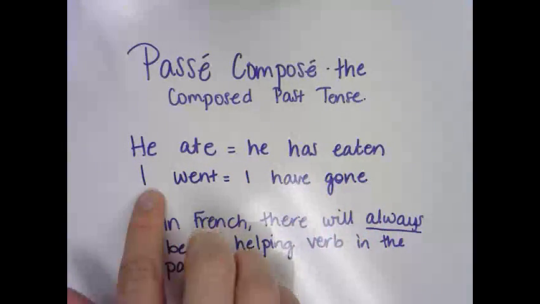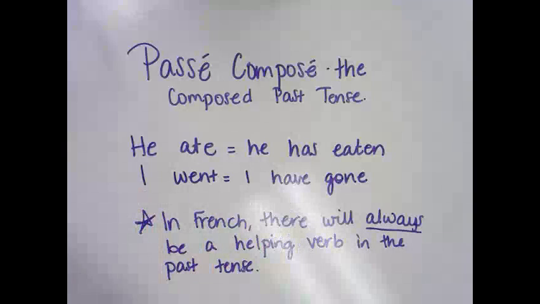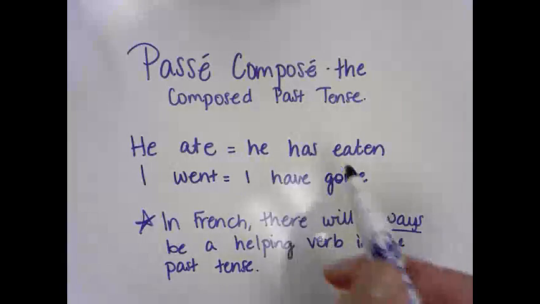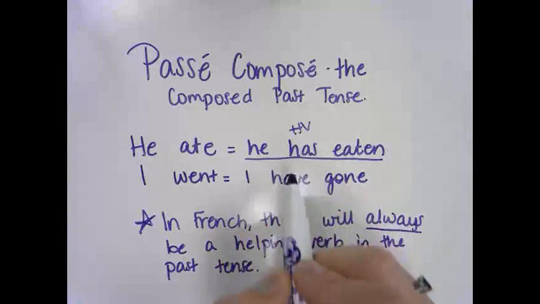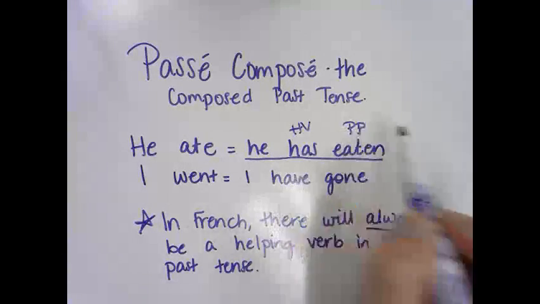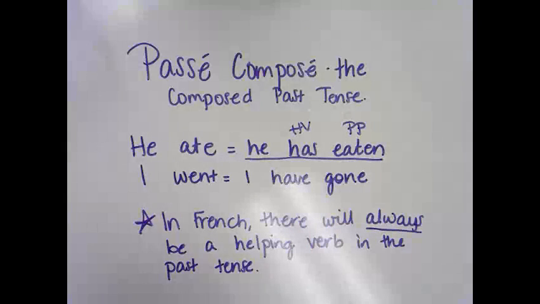Same thing with I went and I have gone. Both of those give the exact same idea. Both of them express the same actions. Both of them happened in the past. It's just two different ways of saying the same sentence. In French, there will always be a helping verb in the past tense. So instead of saying he ate, in French, we are always going to use this formula with the helping verb: he has eaten. This is what's called our past participle, and we'll get to that in a little bit.